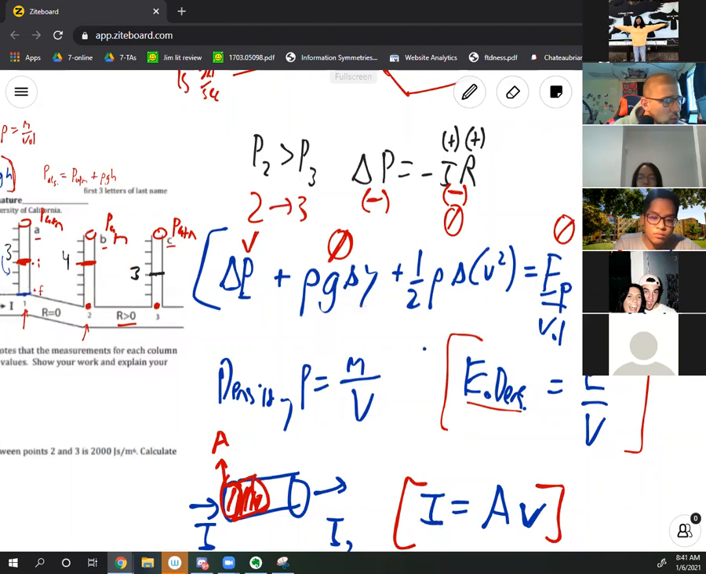Okay, I've got a couple questions rolling in. Let me look. We've got Ethan asks, how do we know the second tube has more pressure? Aren't the tubes the same height? Just the second is relatively shorter because the tube slants down.